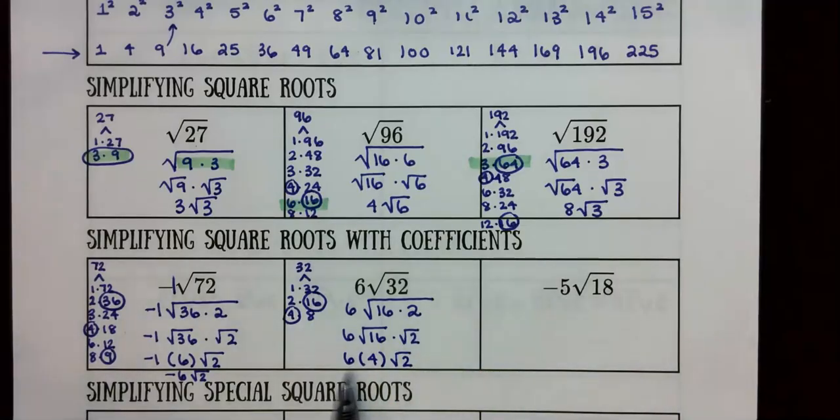Because these two numbers are on the outside, we're going to multiply them, and it's going to give us 24 square root of 2. And 2 cannot be broken down any further.